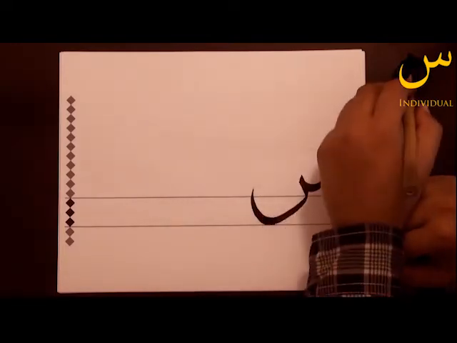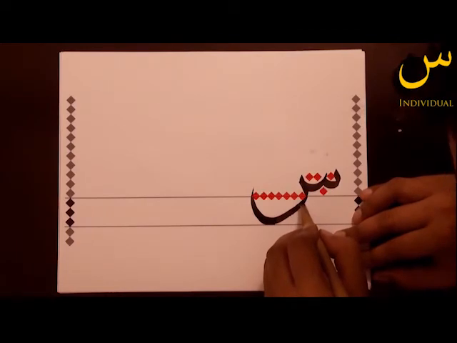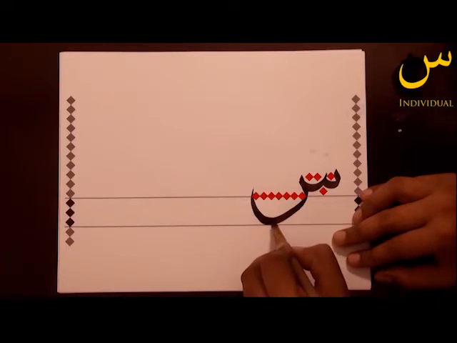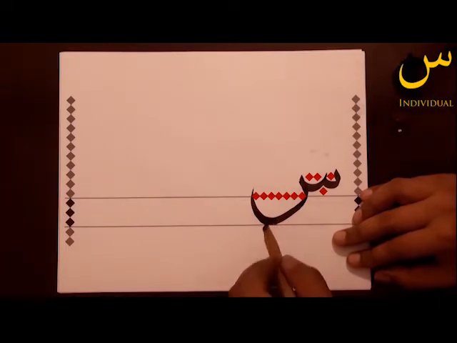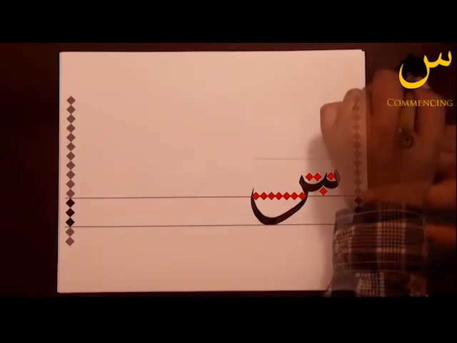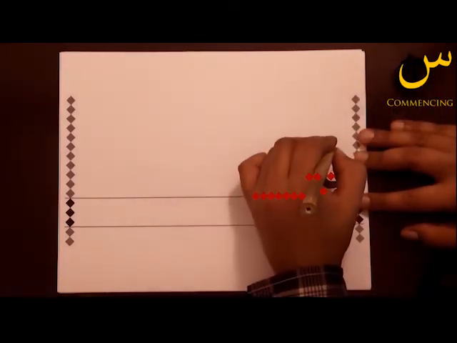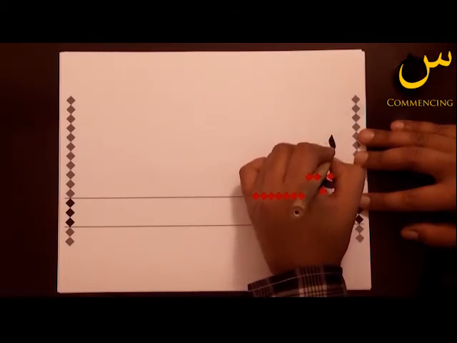And there we have the individual letter Seen. You can have a look at the measurements here. When Seen comes at the beginning of a module, it is basically the initial part of the commencing letter.